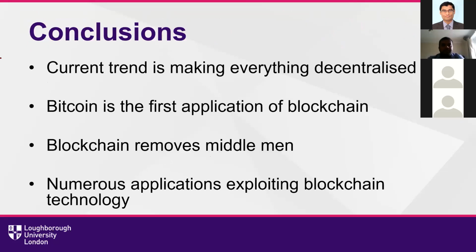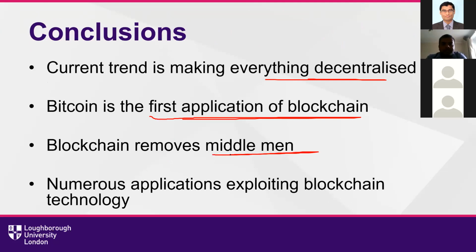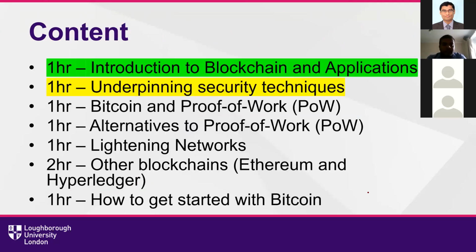And the conclusion is the current trend is making everything decentralized, right? Bitcoin is the first application of blockchain, and blockchain removes the middleman. There are hundreds of applications emerging that exploit blockchain technology. So I think we covered this first part, and maybe I will touch upon the second slides now.